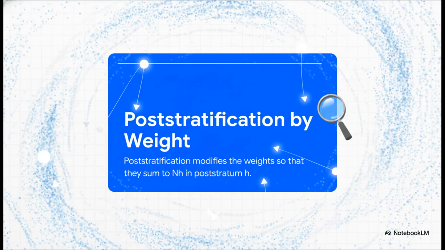Now, if those formulas are a bit much, don't worry. There's a much more intuitive way to think about this. And it's actually how it's done in practice, by adjusting weights. Just imagine every person in your sample has a vote. We're just going to make some votes count a little more and some count a little less to make the whole group a perfect mirror of the population.